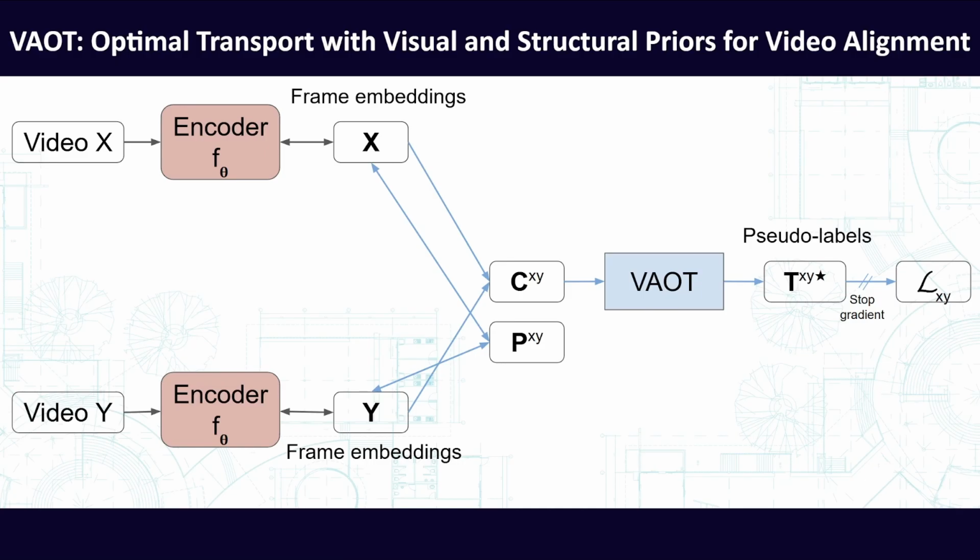We optimize the encoder parameters by minimizing a cross-entropy loss between the normalized similarity matrix PXY computed from the frame embeddings and the pseudo-labels TXY star generated by VAOT.